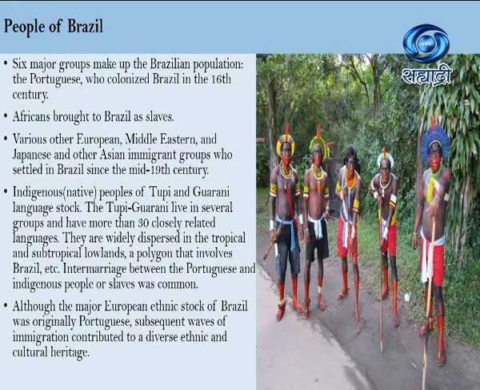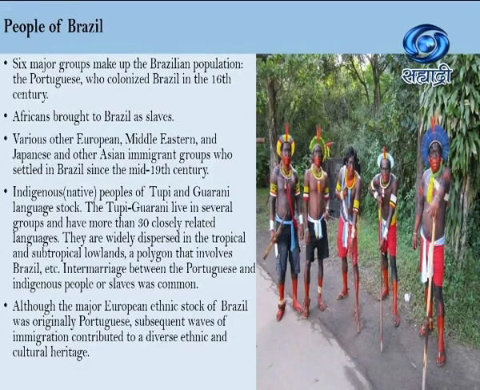Even Africans were brought to Brazil as slaves. Various other European, Middle Eastern, Japanese, and other Asian immigrants or groups have settled in Brazil since the mid-19th century. So it's a blend of many cultures. Indigenous, that means native people of Tupi and Guarani, are also seen over here. Now the Tupi and Guarani live in several groups and have more than 30 closely related languages.